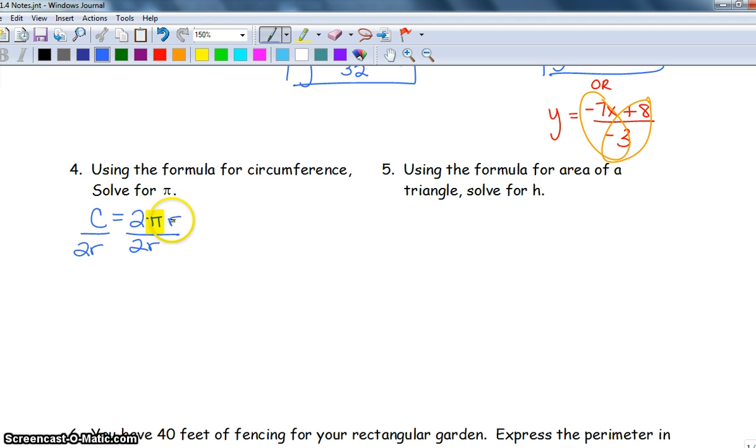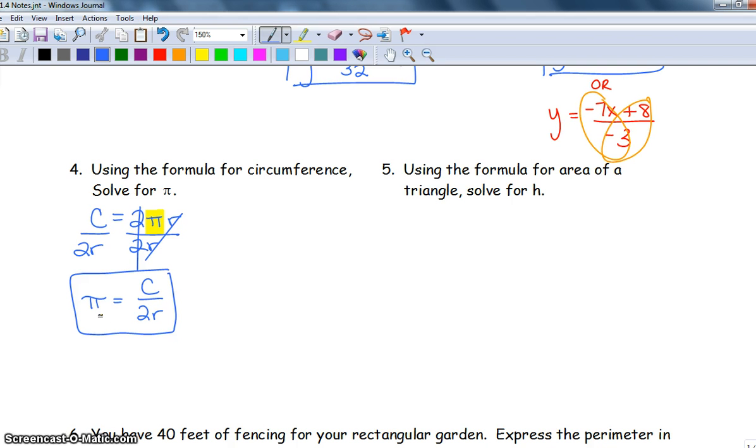And again, I can only do this in one step because I have one term. If this was 2 pi plus r, I wouldn't be able to do that. 2 divided by 2 cancels. r divided by r cancels because we know regardless if this r is 10 or negative 500 or a fraction, anything divided by itself is just going to become 1 and it cancels. So we've got pi is equal to C all over 2r. And whichever variable you're solving for, you want to write that out first.